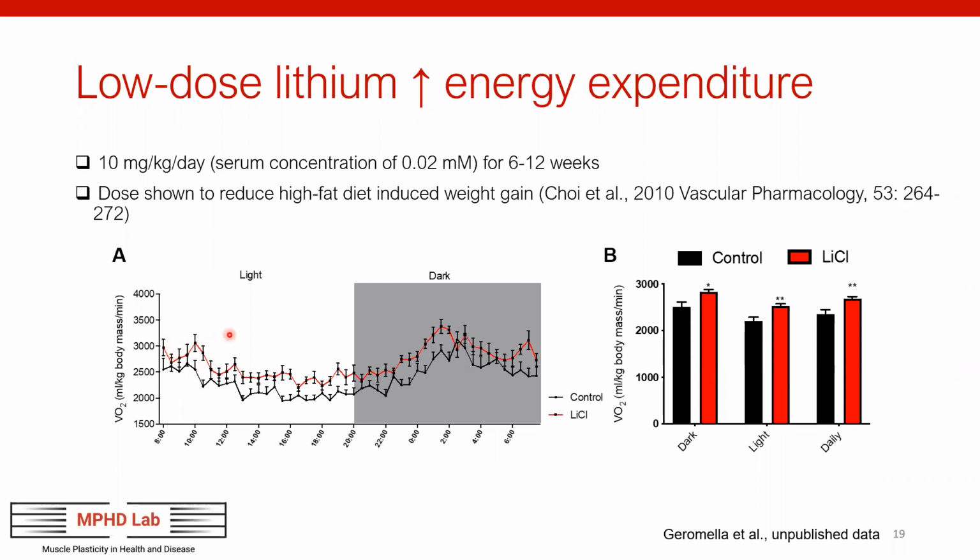And what you can see here, during the light and dark cycles, the lithium chloride-fed mice will have increased or elevated energy expenditure throughout both periods, so throughout the whole day. And we can see this statistically. This is an N of 10 versus 12 in the dark, light, and daily phases, with lithium chloride significantly increasing energy expenditure. So this is really important to us.